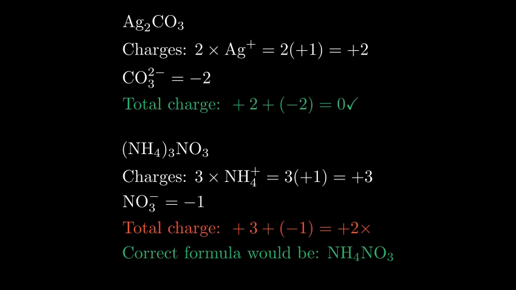For the second formula, (NH4)3NO3, we have 3 ammonium ions, each with a charge of +1, giving a total positive charge of +3. The nitrate ion has a charge of -1, so we have a net charge of +2, which means this formula is incorrect. The correct formula should be NH4NO3, with just 1 ammonium ion.